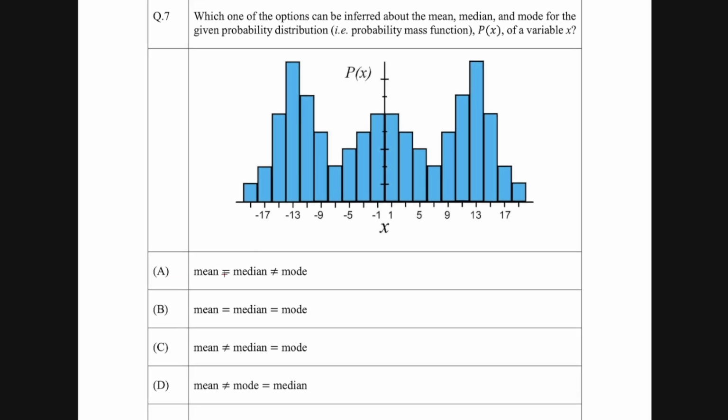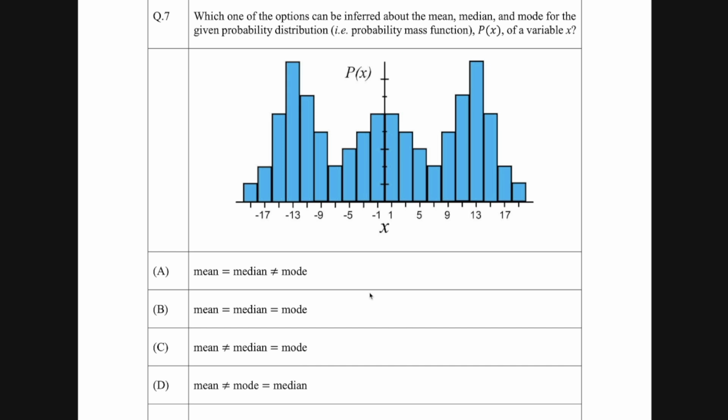First option says that mean is equal to median is equal to mode. Second says that mean is equal to median is equal to mode. Third says that mean and median are not equal, mode is equal to that. And fourth says that mean is not equal to mode, but it is equal to median. You have to understand what is mean, what is median, and what is mode first of all.